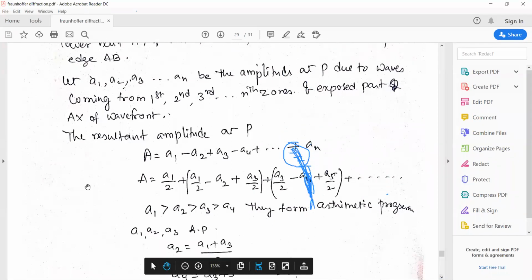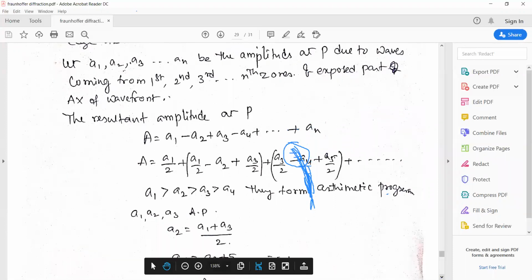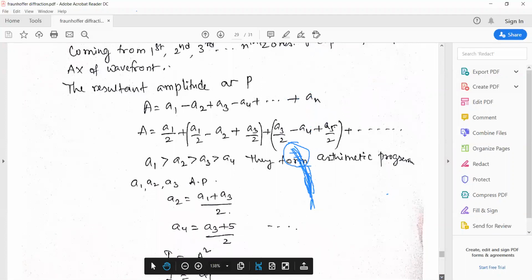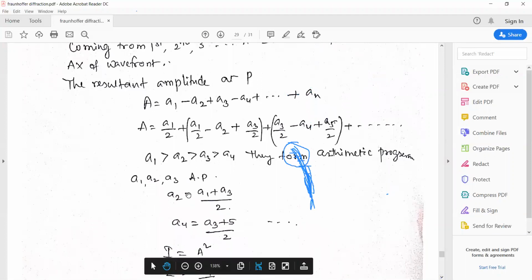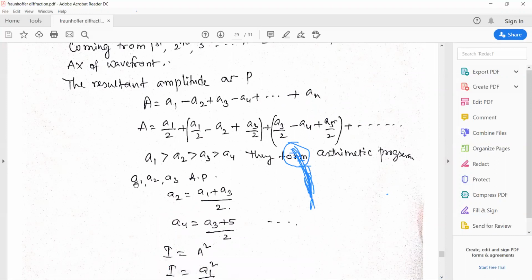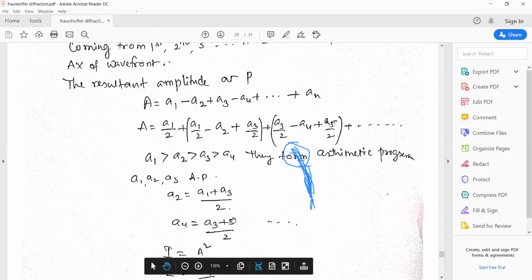So if there are three terms, A1, A2, A3, in arithmetic progression, if you want to find the middle term, it will be the mean of the other two terms. Suppose A1, A2, A3 are there, if I want to find A2, the A2 value is the arithmetic mean, A1 plus A3 by 2. Similarly, A3, A4, A5 is there. If you want to find A4, it is A3 plus A5 by 2.